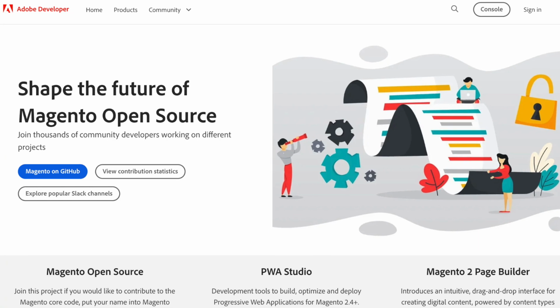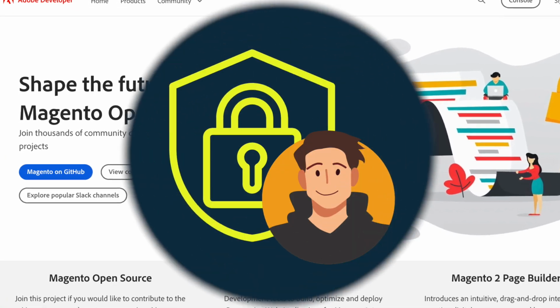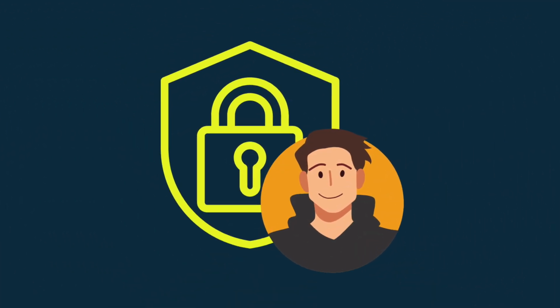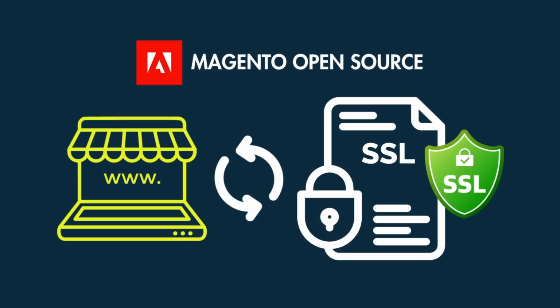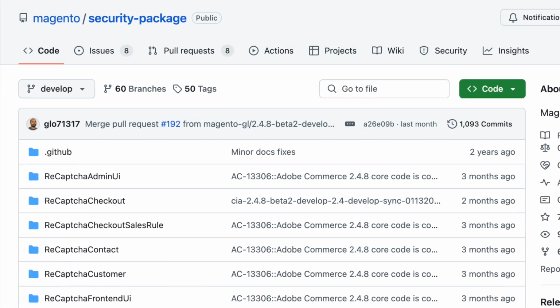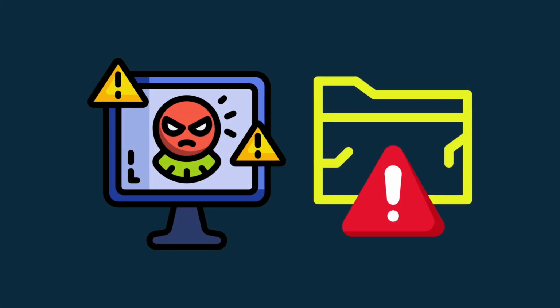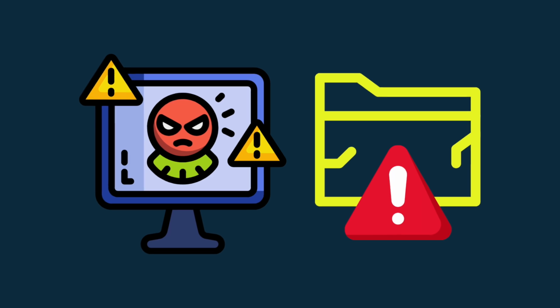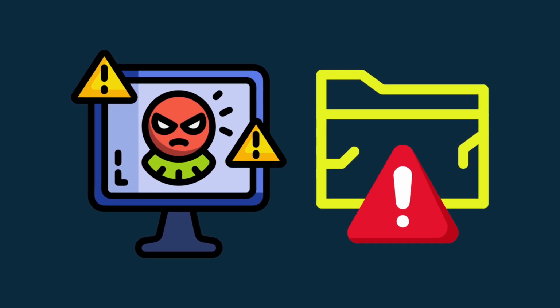But if you're using a self-hosted version of Adobe Commerce, ensuring site security rests mainly with you. You'll need to manually install SSL certificates, maintain PCI compliance, and apply security patches to keep your store protected. Failure to do so can leave an Adobe Commerce store vulnerable to cyber attacks and data breaches.